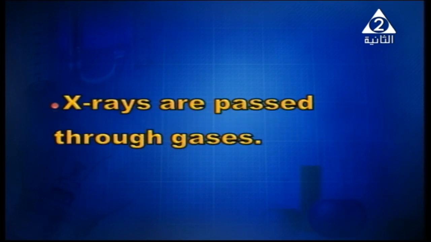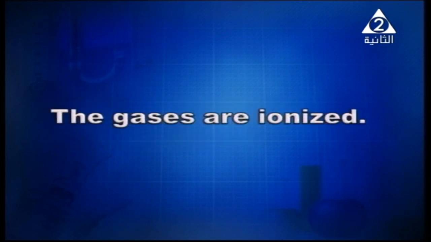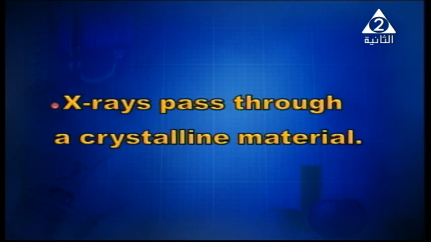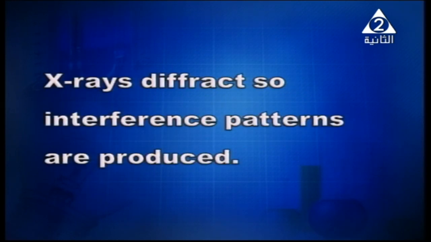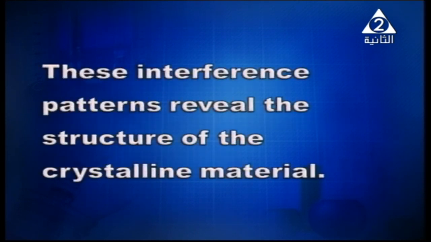What happens when X-rays are passed through gases? Gases are ionized. What happens when X-rays pass through a crystalline material? This is very important. X-rays diffract, so interference patterns are produced. These interference patterns reveal the structure of the crystalline material.